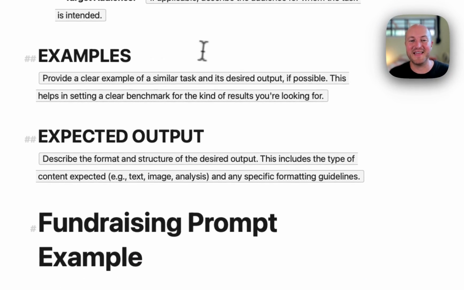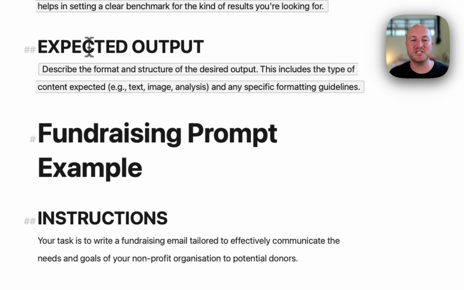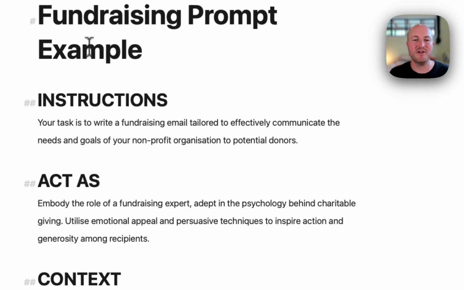And that leads us to the example section. These AI models work with pattern recognition. So if you can provide examples from previous fundraisers, you will get much better output. And the last section is just to describe the output. How many paragraphs do you want? Do you want call to actions within that? Do you want a button, etc.? So let's have a look at an example one.